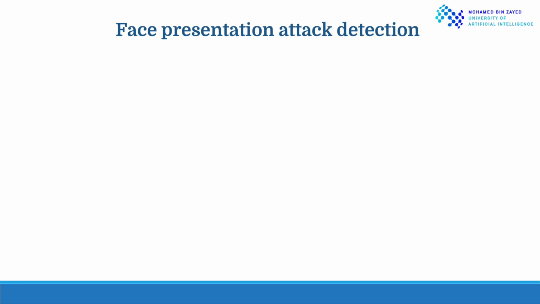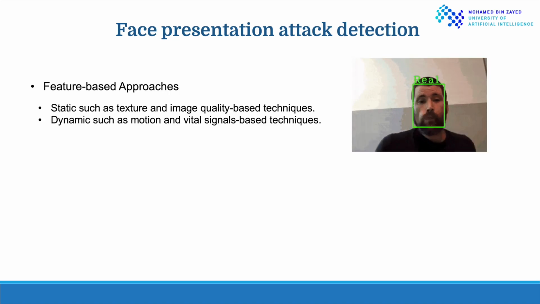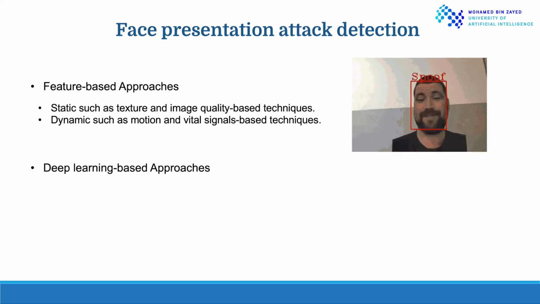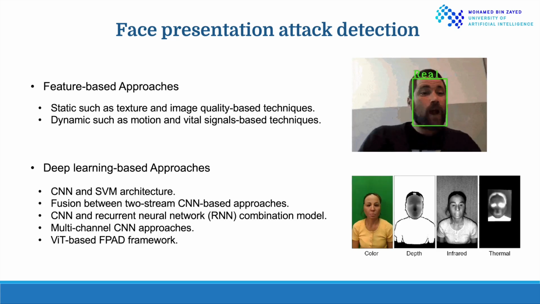Several techniques have also been proposed for face presentation attack detection. Most of these methods exploit the fact that presentation attack instruments can cause image quality degradation during recapture. Feature-based approaches are classified into texture-based features and dynamic features, such as motion and vital signals. Deep learning, especially CNN-based methods, have shown good detection performance on various face presentation attack detection benchmarks.